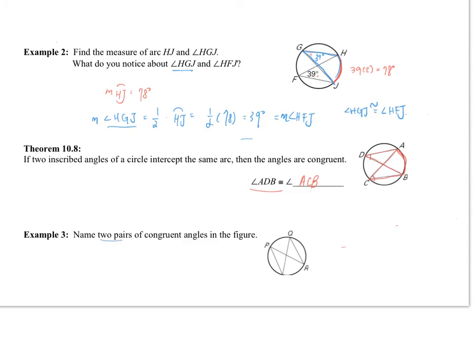Example 3. Name two pairs of congruent angles in the figure. So here I'm going to put an S because it's cut off, and I could say angle PSQ is congruent to angle QRP because they intercept the same arc PQ. And then you can also say angle RQS is congruent to angle SPR.